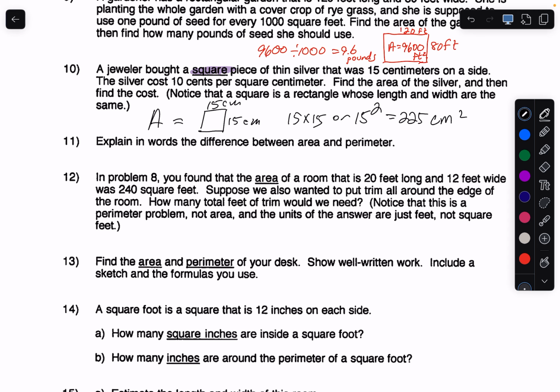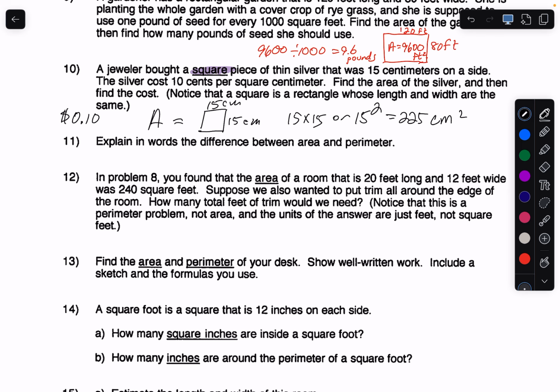Now, here's the part. It says the silver costs 10 cents per square centimeter. So we want to find the area of the silver. We did. Now we have to find the cost. 10 cents, technically, we should write it like this. Because mathematically, if you just put in 10, our answer would be 2,250 cents, and you'd be like, what? So I suggest you always convert cents into dollars. So mathematically, that's how we write 10 cents, 0.10, okay?